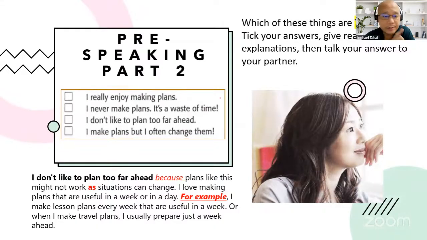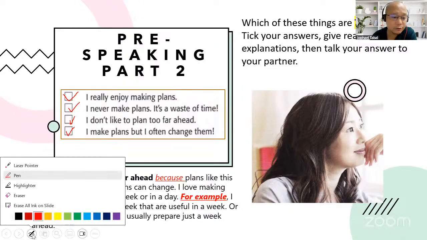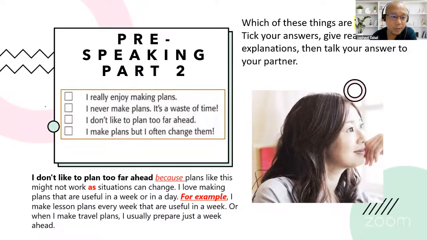So let's check here speaking. Before we do speaking part two, I want you to check one or two things in the choices here. We have about planning. For example, I really enjoy making plans. I never make plans. It's a waste of time. I don't like to plan too far ahead. And I make plans, but I often change them. So again, what you need to do here is choose one out of four. Choose one, and after that, I want you to give your reasons and explanations.